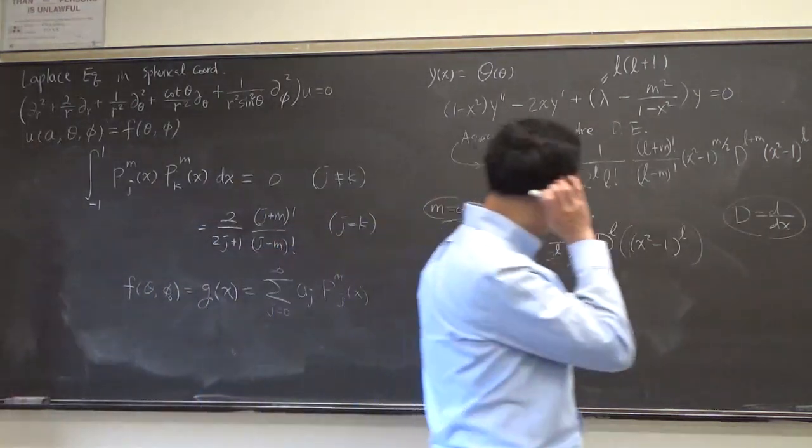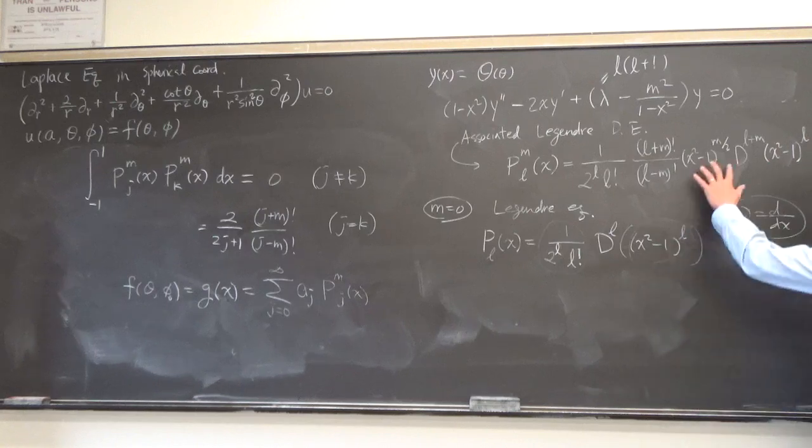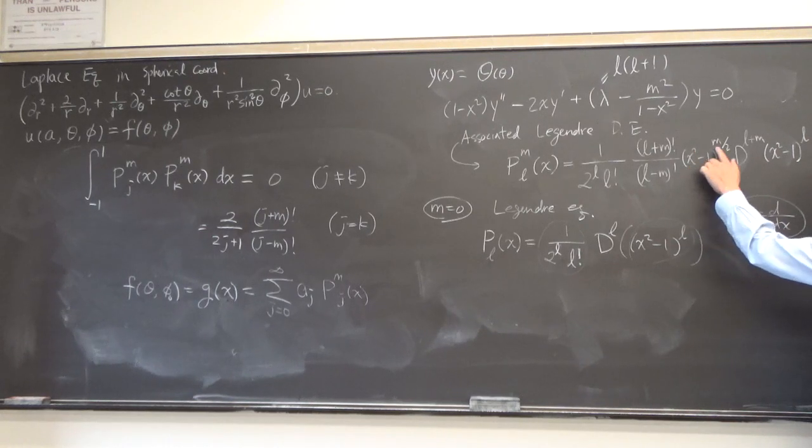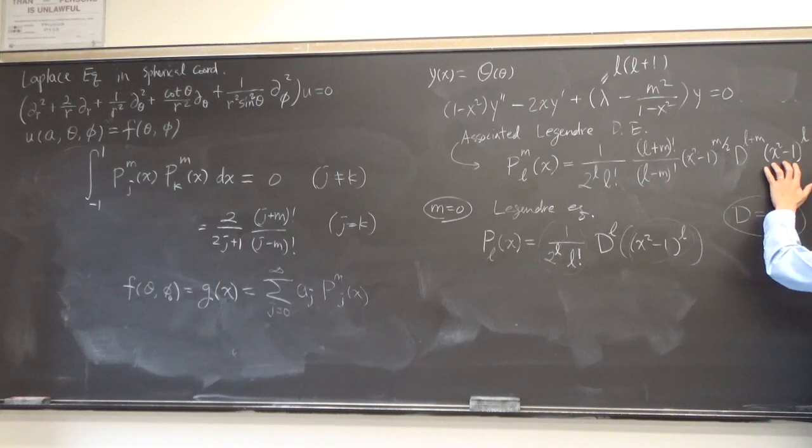And what happens here is that this is degree m, because it's squared and m over 2. It has a square root when m is odd, but it's something like that, right? So at least for m even, this is an order m polynomial, whereas this is an order L minus m polynomial.